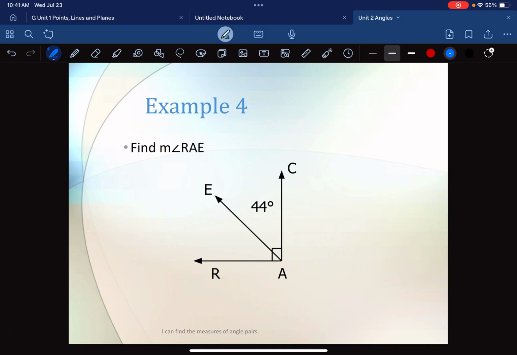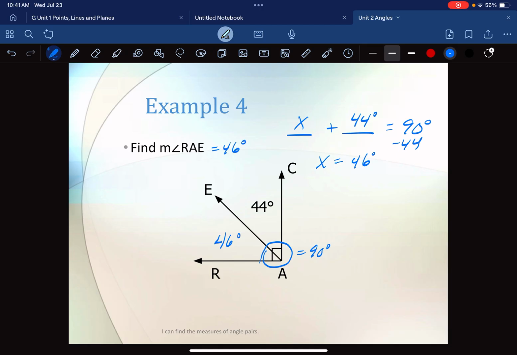I didn't really tell you much at all. It just says find RAE. So you've got to examine the drawing as well, and look right here in the drawing, I see this right angle mark. Well, right angles equal 90 degrees, so I know that I've got 2 angles that add up to 90. One of them is 44, and the other we'll call X. I just minus 44, and that gives me 46. That's the missing angle. Okay?